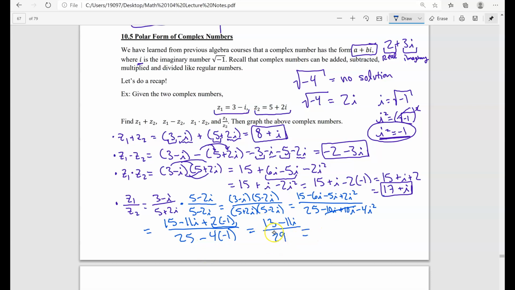So the way that you write that is, let's give the 29 to both of these terms. So you're going to have 13 over 29 minus 11 over 29i. So in the end, what you want to have it as is in the form of a plus bi. Okay, that's how you want to be able to do it. So division usually takes a little bit of time because you have to multiply by the complex conjugate. But other than that, it's nothing too difficult.